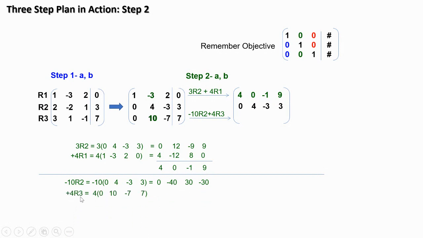Then I'm going to multiply 4 times row 3. So I'm going to multiply 4 times 0, 10, negative 7, and 7, which is right here. And that's my result. After you do the operation, it's going to give us 0, 0, 2, negative 2. But you always simplify as you go along.